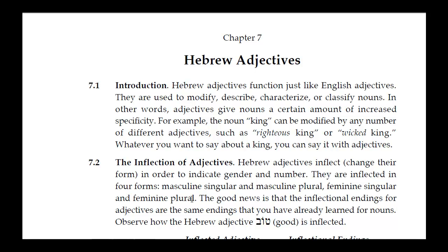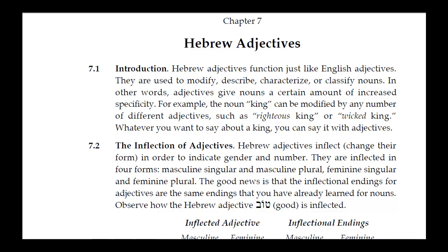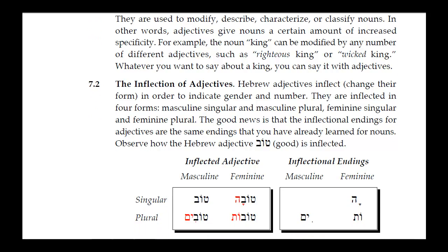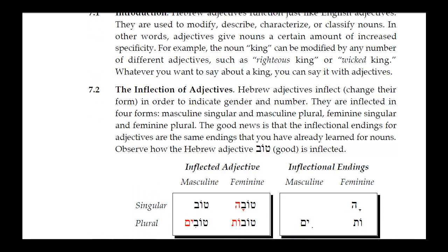The good news is that the inflectional endings for the adjectives are the same endings that we've already learned for the nouns, like the im for masculine plural and the ot for feminine plural. And so what we're going to do here is go through and learn the inflected endings for the adjectives.